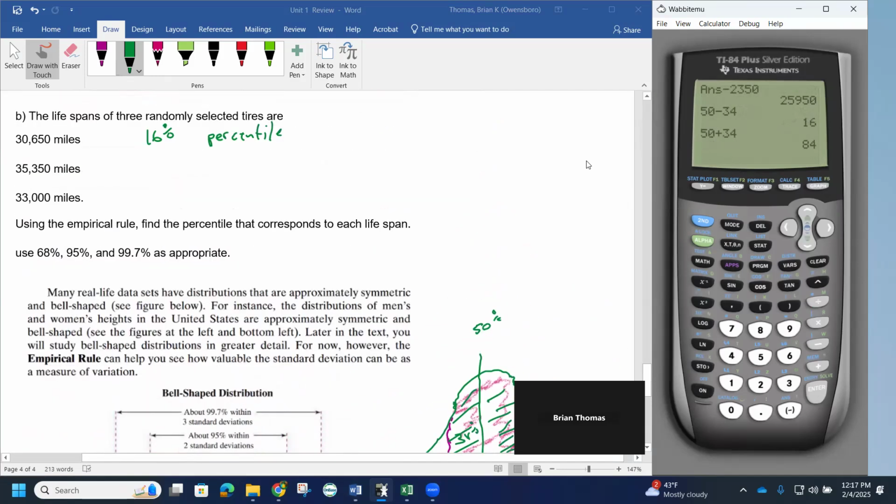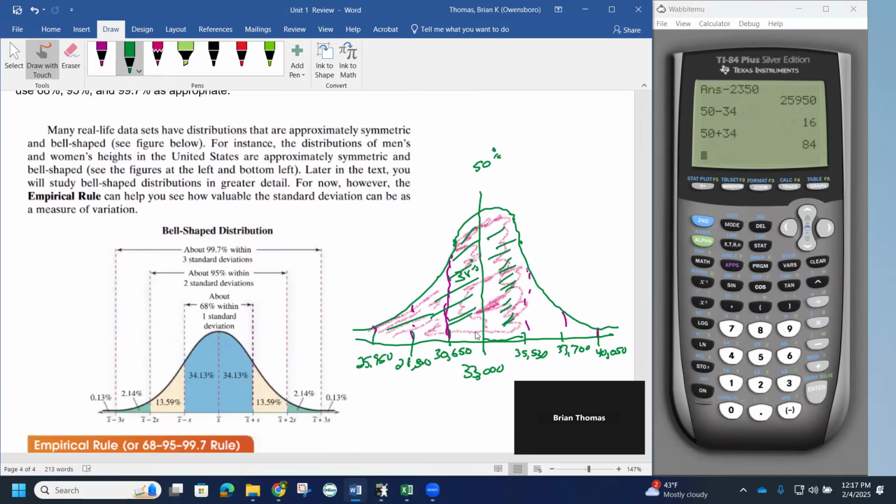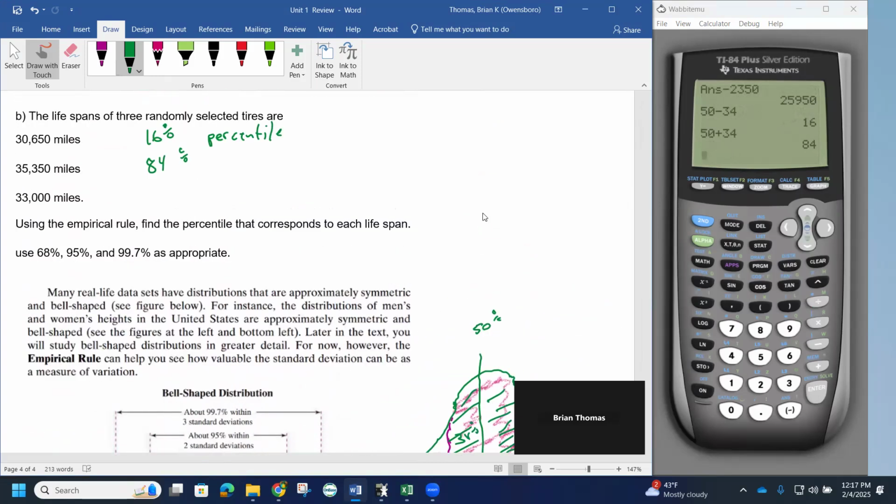So if your tire got 35,350 miles, you're in the 84th percentile, which means you outperformed 84% of the tires on the road. 33,000 puts us right smack in the middle. That's the mean, so you're at 50-50. So 33,000 is at the 50% mark, so you did better than 50% of the tires on the road.